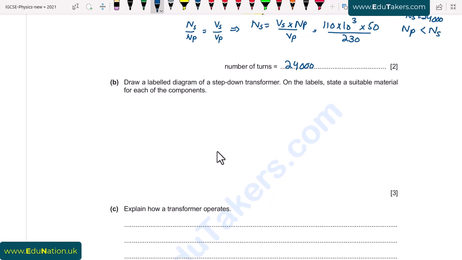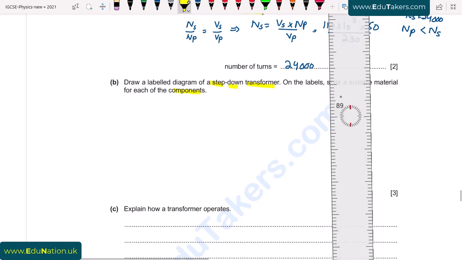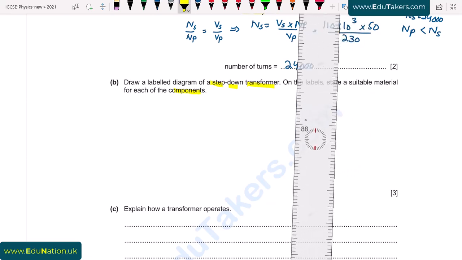Part B. Draw a labeled diagram of a step-down transformer. Here we have to draw the diagram for a step-down transformer. In a step-down transformer, the number of turns in secondary is less as compared to number of turns in primary. On the label, state a suitable material for each of the components. So first of all, transformer consists of soft iron core and there are two coils, primary and secondary. So first of all, I draw the soft iron core.